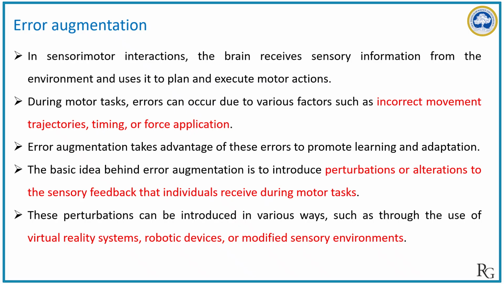In a virtual reality environment, we manipulate what the user sees or experiences. Similarly, in robotic systems, we can use external forces, unexpected forces, or resistances. In modified sensory setups, we give delayed feedback, or amplified or redirected feedback. This deliberate manipulation of the feedback helps the nervous system recalibrate and build a more accurate internal model for future movements.